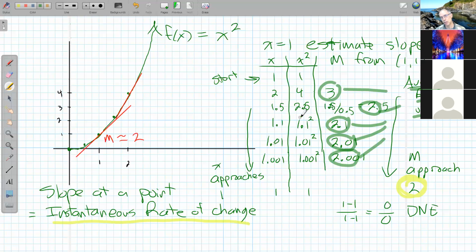Now I'm only approaching on the right side here, right? I was always picking an x value bigger. What if we went from the other side? I'm going to whip this out on a spreadsheet to show how a spreadsheet can help make these repeated calculations a little easier. Give me a second to get that.